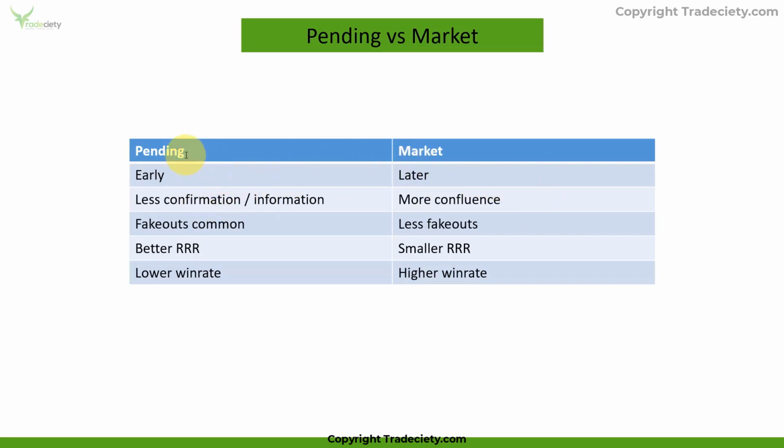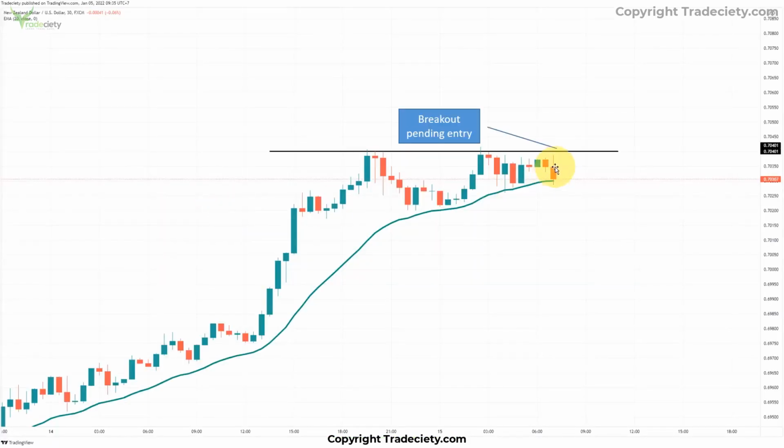And here are some pros and cons. With a pending order, your entry can usually be a little bit earlier because you can put your pending order right at the breakout level right here. Whereas if you are working with a market order, you have to watch this chart if you want to trade a breakout, if you want to trade when the market gets above this horizontal level.